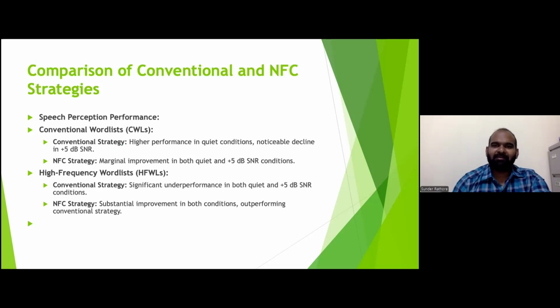So if you compare the conventional strategy and NFC strategy, for speech performance in conventional word lists, the conventional strategy has higher performance in quiet conditions and a notable decline in noisy conditions. In the NFC strategy, there is marginal improvement in both quiet and noisy conditions. For high frequency word lists, in the conventional strategy, there is a significant underperformance in both quiet and noisy conditions. In the NFC strategy, there is a substantial improvement in both conditions. So it was outperforming the conventional strategy, if you can see the comparison between the two strategies.